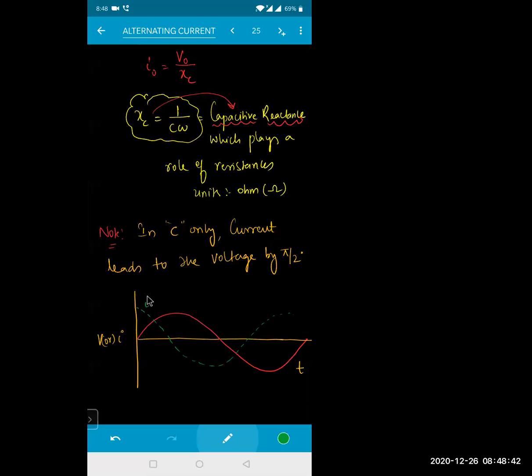Okay, so this one is your current and this one is your voltage. Now see, this is voltage and this is your current. So current is ahead now. So in DC, capacitor offers how much? Infinite resistance, because omega is again 0 for the given conditions.